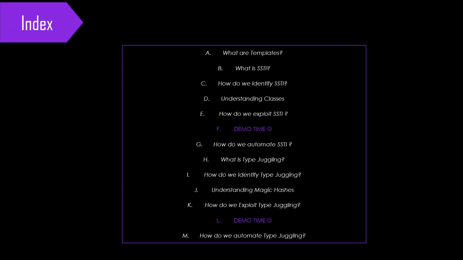So, what things are we going to cover? First, we will start with the foundations of what are templates. Next, how do classes work, and what is server-side template injection? Then after that, how to identify, exploit, and automate such vulnerabilities. Right after, we will switch to type juggling. For that, we'll need to understand concepts such as loose versus strict comparisons and magic hashes, which will allow us to be able to reach the identifying, exploiting and automating phase of type juggling.